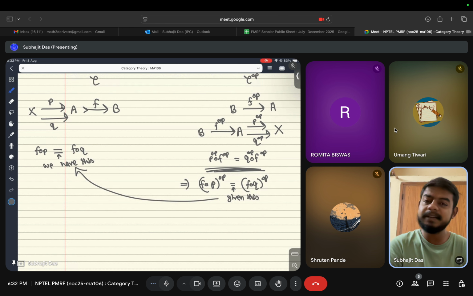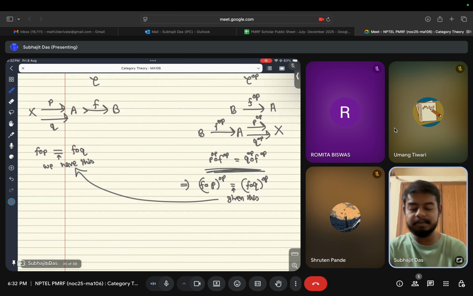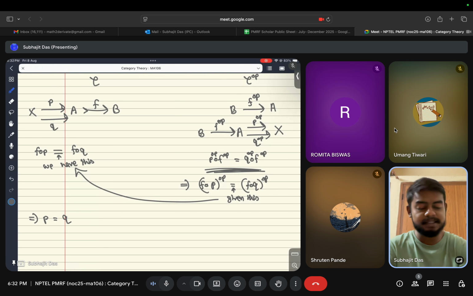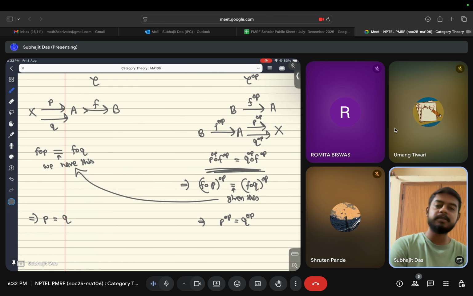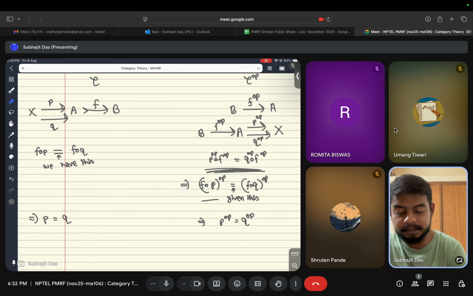Now what does that mean? If F composed with P is F composed with Q in C, what does that mean? F is a monomorphism, we already assumed that. So F is left cancelable, that implies P is equal to Q. If P is equal to Q in C, that means that P op must be equal to Q op. The corresponding arrows in C op must be equal as well. Right. So it's pretty simple.